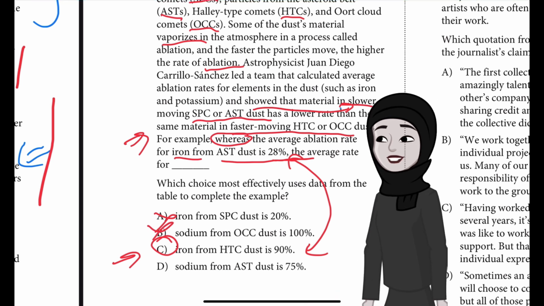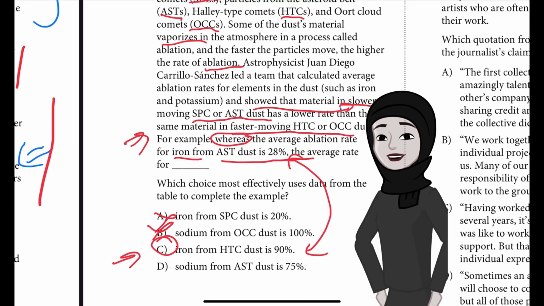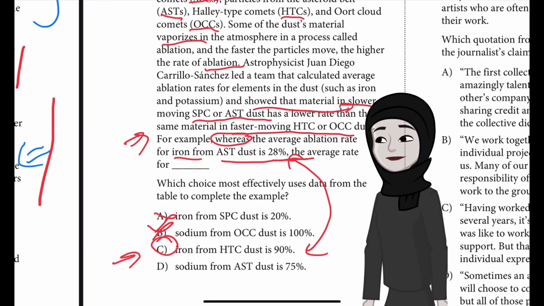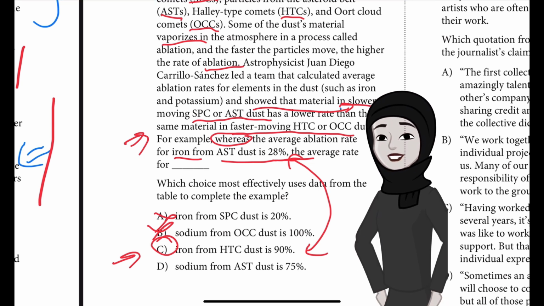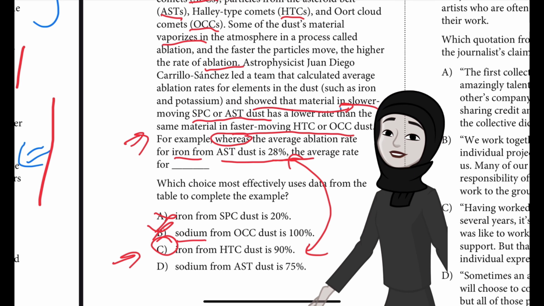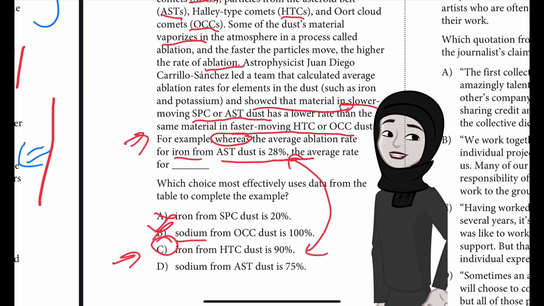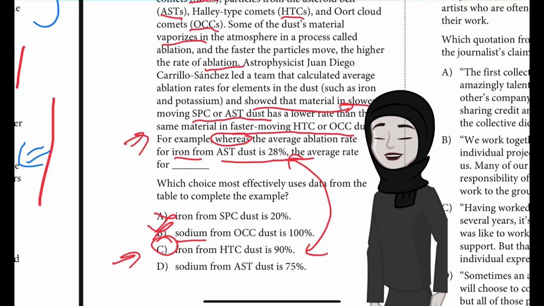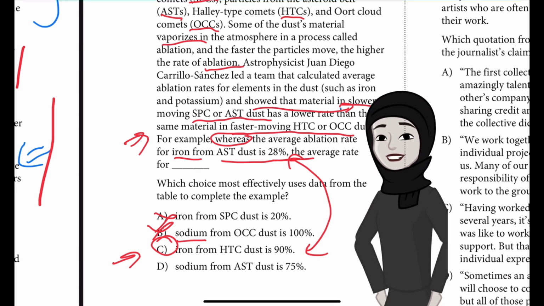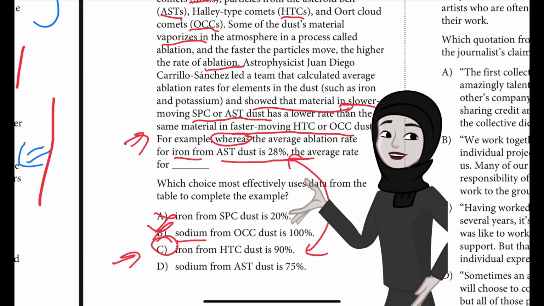And B is incorrect because the example in the text is supposed to illustrate the difference in ablation rates of the same element from slower moving to faster moving dust. Here, instead of iron, we have sodium. The first part of the example provides data about the ablation rate of iron, which means the second part of the example should also have the ablation rate of iron, not the ablation rate of sodium. So we cannot take that.